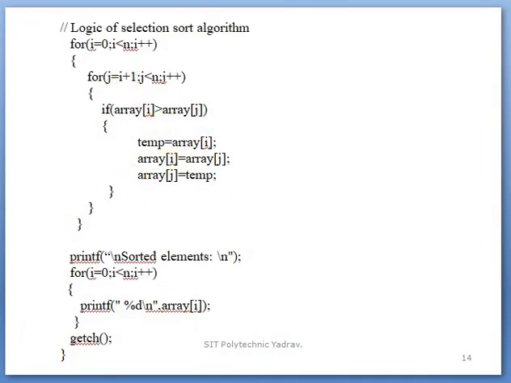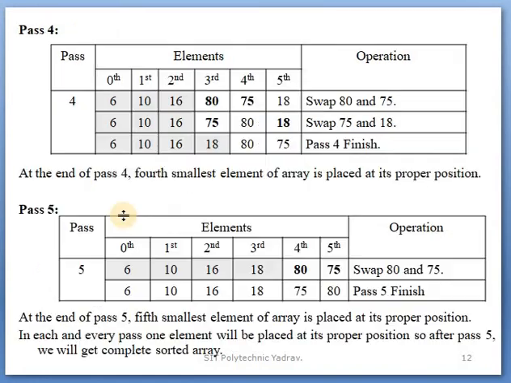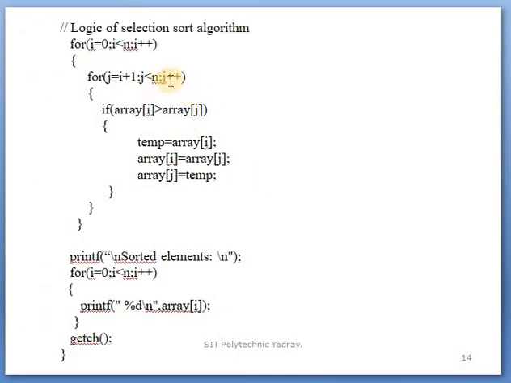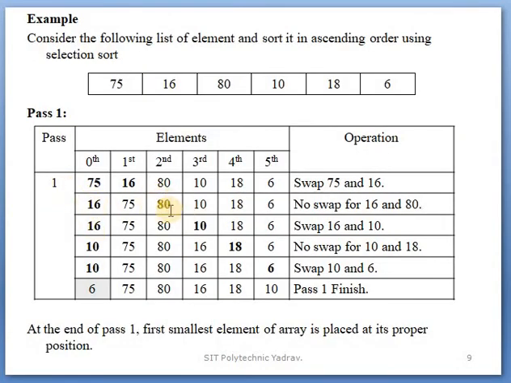75 is greater than 16, true, so swap, that is, interchange those numbers in pass 1. After that, j plus 1 means the j value is incremented by 1, so j becomes 2. After that, incrementing by 1, j is 2, so array of 0 is compared with array of 2.